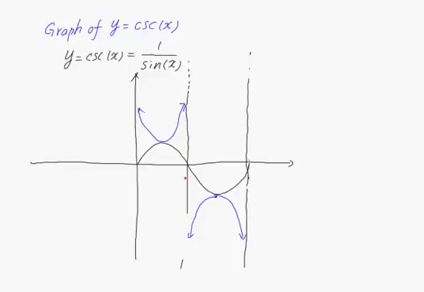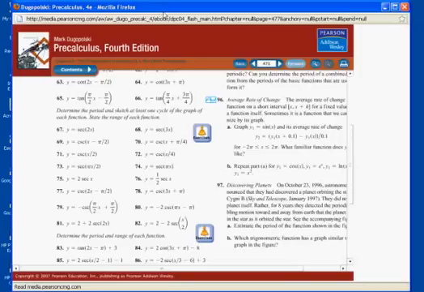Now let's look at one problem. Let's look at problem 78: y equals the cosecant of 3x plus pi. We need to determine the period, sketch at least one cycle of the graph of this function, and state the range of this function.